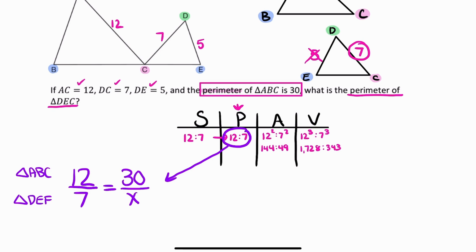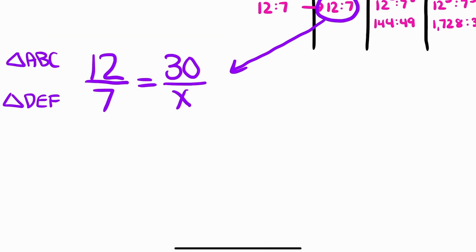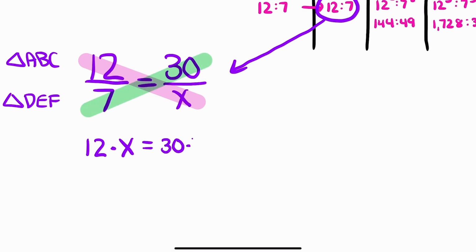So the beauty of the SPAV chart is you can use it to find the ratios, but you can then use those ratios to find actual values. Now I have a proportion that I can solve for X. So again, in proportions, I cross multiply 12 times X. And when I do that, I don't multiply right away. In this problem, it's not going to make much of a difference, but in other problems it does. So for the sake of consistency, I write my multiplication first. 12 times X equals 30 times 7.